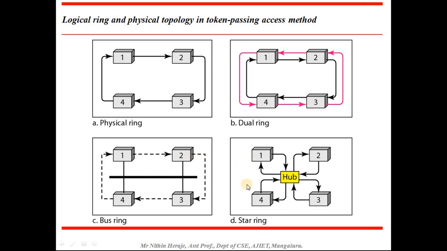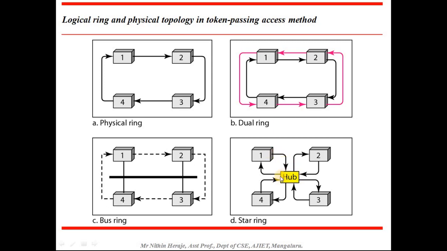And the last topology here is the star ring topology. In the star ring topology we use a hub, which will have a direct route to other stations. The advantage is you can add any number of stations without any conflict. And if any link fails, it will not affect the other stations. The major problem is that if the hub fails, then the whole network will go down. That is the only drawback over here.